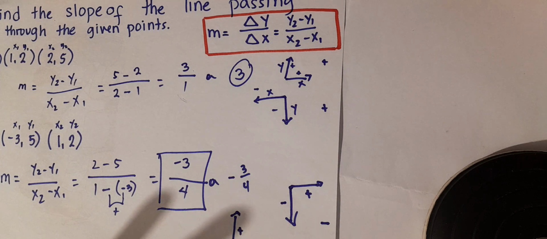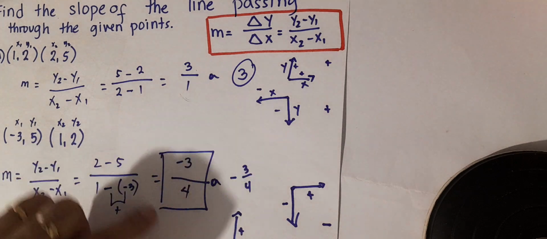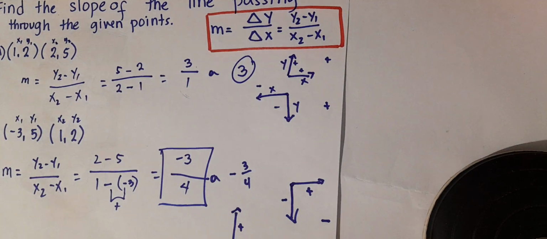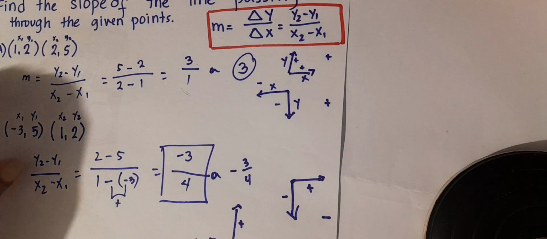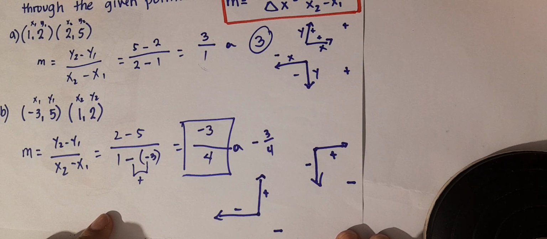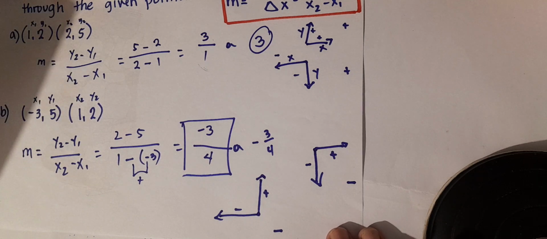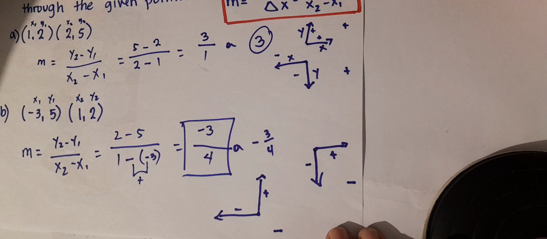Okay, so that's how we graph or use this slope when we try to graph the given points. Okay, so you might be wondering how to do it. So to do that, we can do it this way.